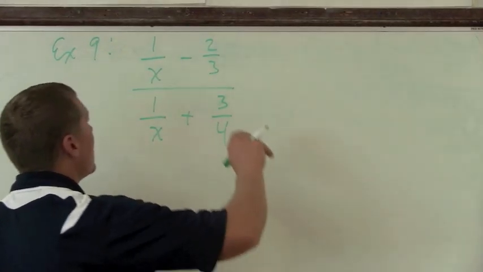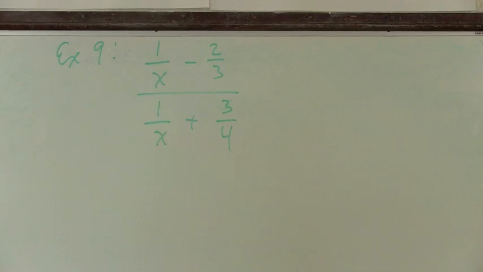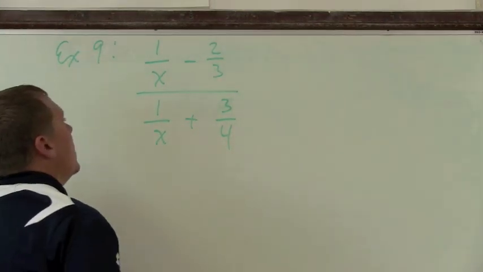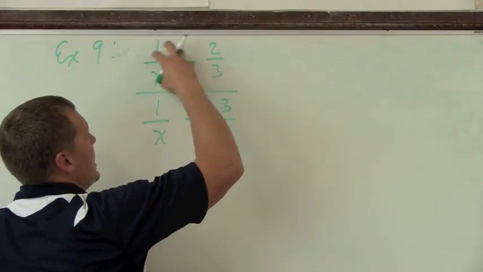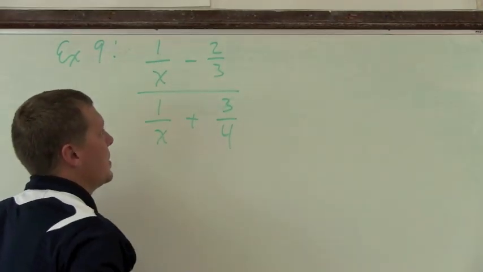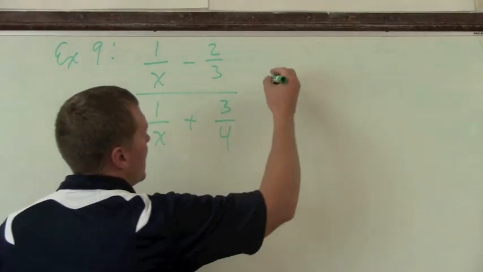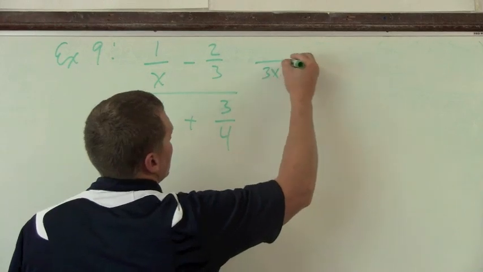Start over. All right. We have example 9. Example 9 is to simplify a complex rational expression. What we need to do is combine the top together because we have two fractions on top right now. We need to get those two things together. Well, to be able to subtract, I have to have a common denominator. The common denominator of these is 3x.